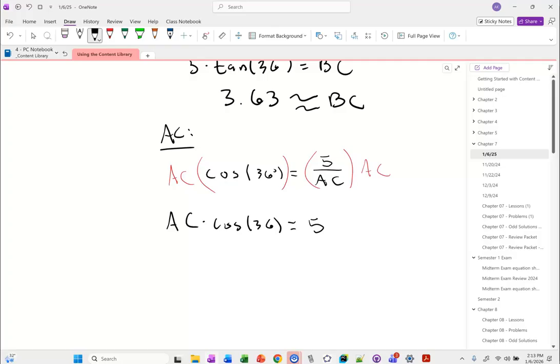All right. Now we have an equation with no fraction left in it. The goal is still to get AC by itself. Is AC by itself? No. What do we need to do to get AC by itself? What operation is happening to the AC? It's being multiplied. How do I undo multiplication? Divide. What should I divide it by? Cosine 36, yes.